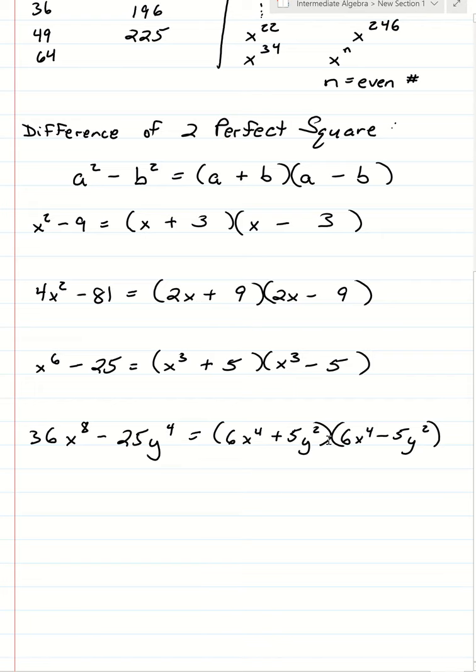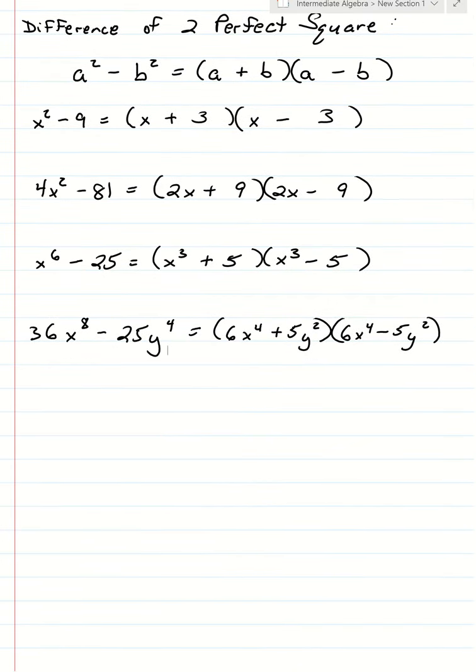Okay? Notice here how I get the terms in terms of my variables. Simply you have to divide the exponent by 2. 8 divided by 2, 4 and 4. 4 divided by 2, 2 and 2. And that is your fully factored form. Always look to factor completely. All right?